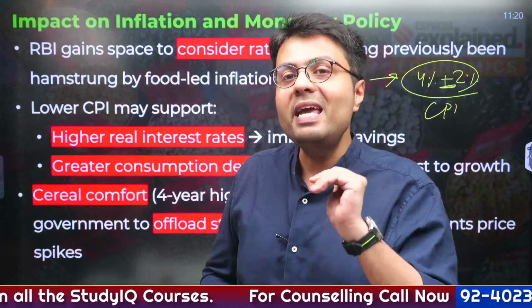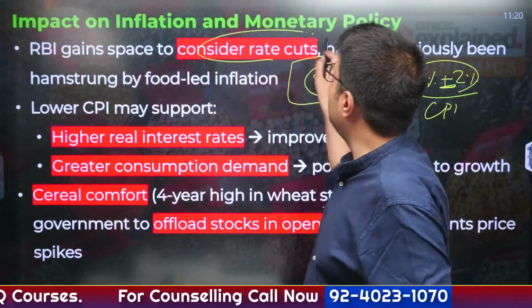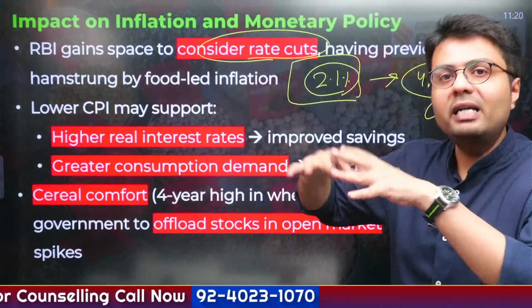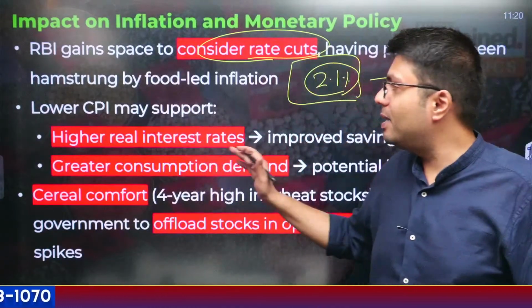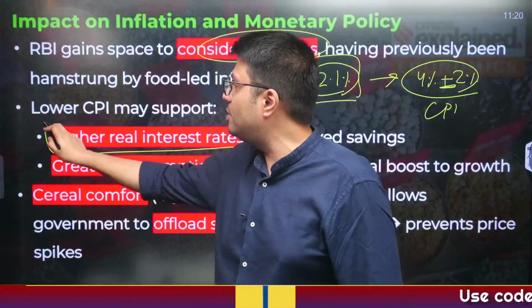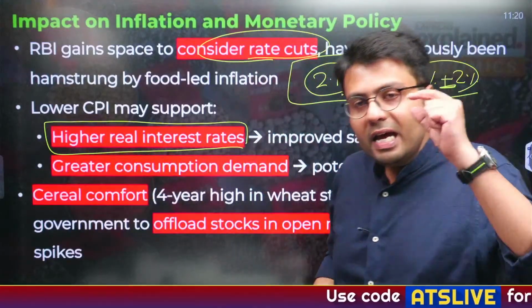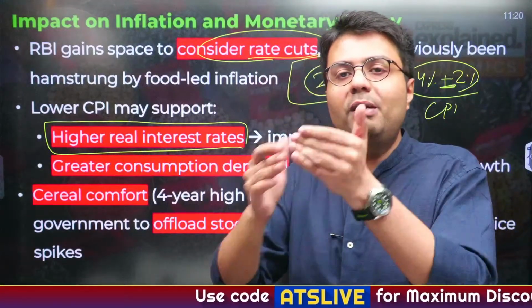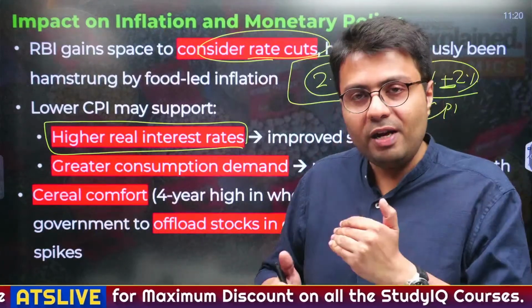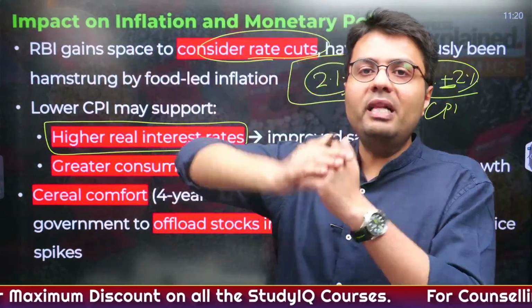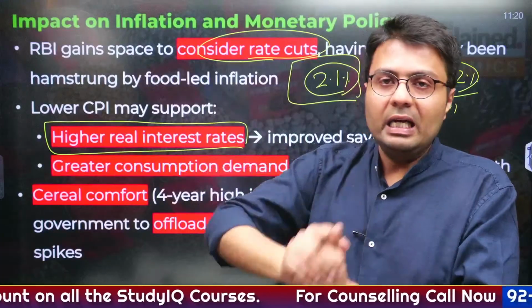And how can RBI increase money supply? By reducing the repo rate, or cutting the repo rate, right? Similarly, lower CPI may support higher real interest rates. You know what is real interest rate? Real interest rate is the difference between repo rate and the inflation rate. So the lower the inflation, the greater will be the difference between repo rate and inflation rate, right?